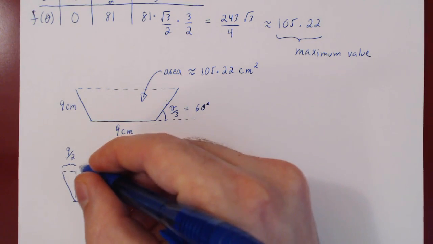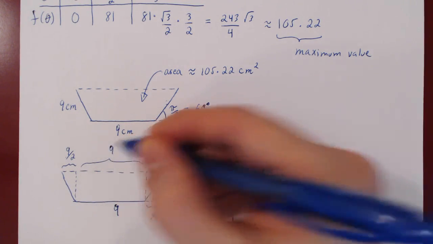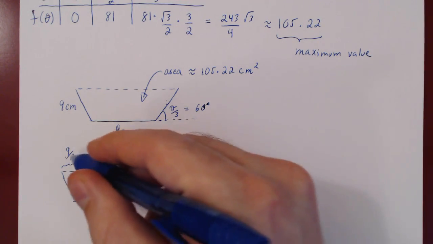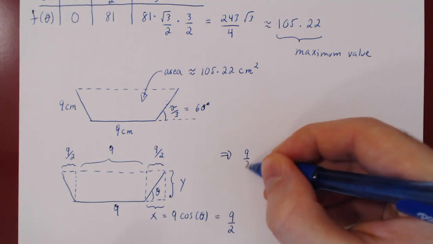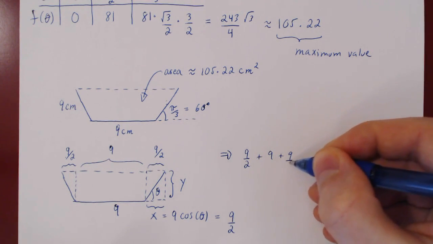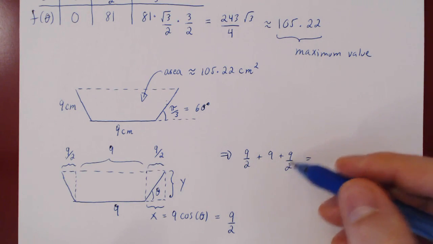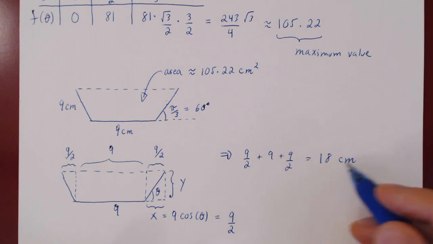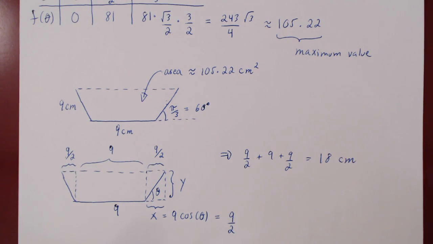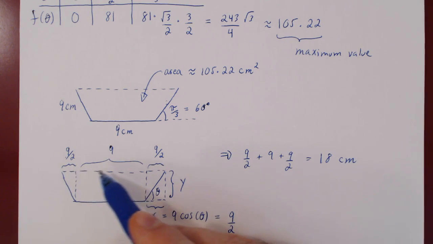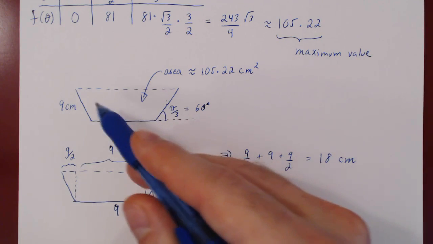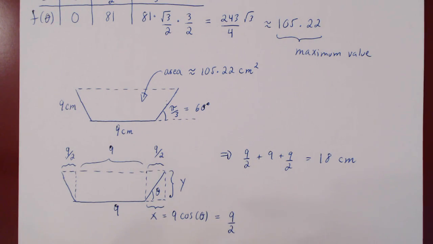And the length here is 9. So the opening across the top will be 9 over 2 plus 9 plus 9 over 2. Nine over 2 plus itself is 9, plus 9 is 18 centimeters. And now we're just answering the question specifically. We were asking for how wide should the opening across the top be so as to maximize the carrying capacity, therefore the area, the cross-sectional area of the rain gutter.